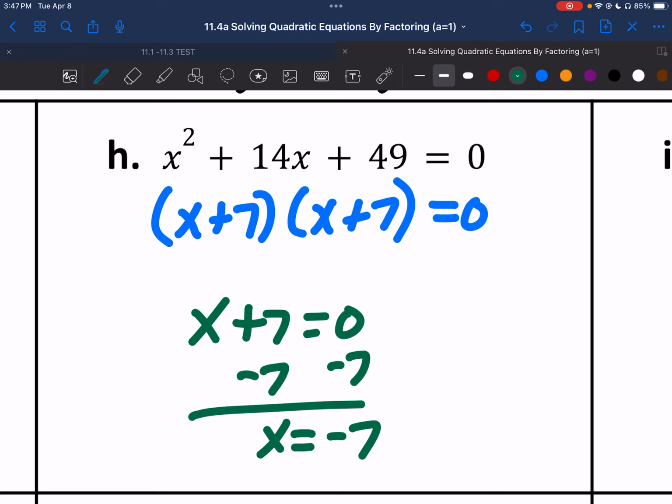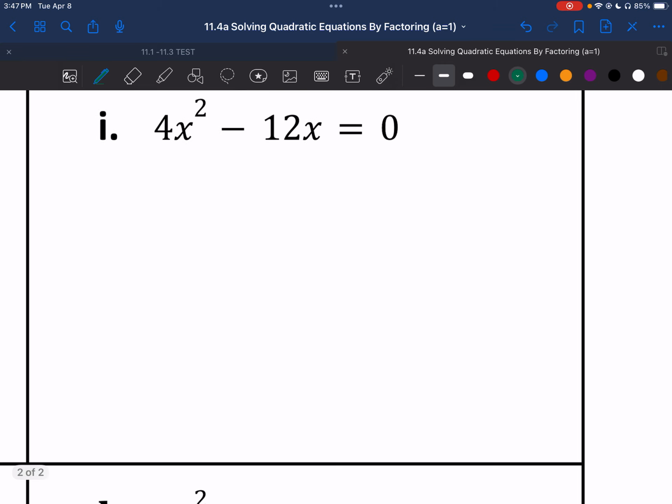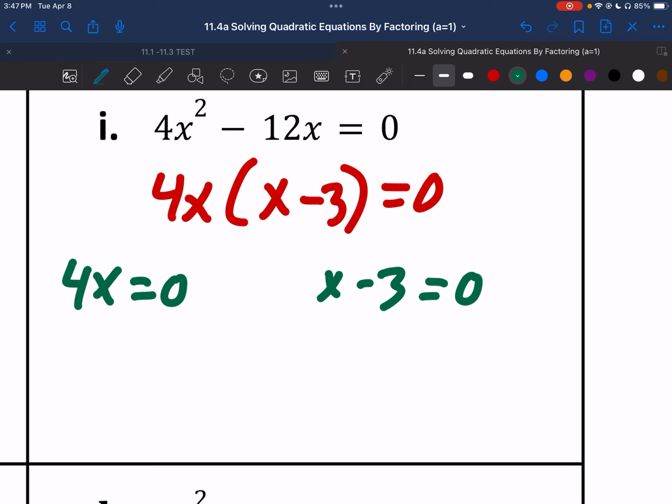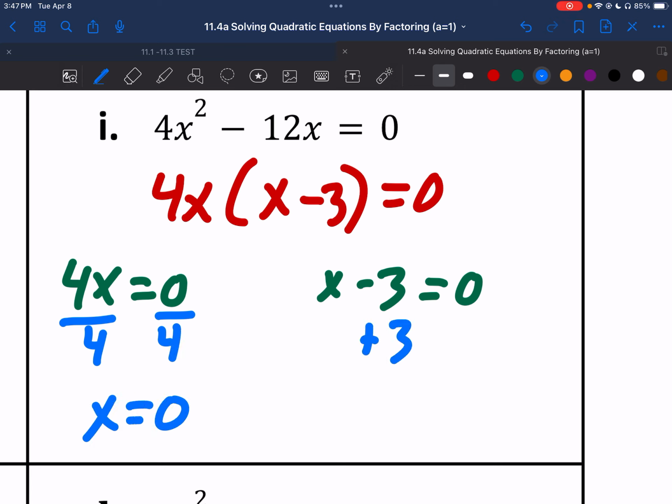Letter I, we're going to start. We don't have a trinomial here, but there is a greatest common factor we can take out, and it is 4x. And we're left with x minus 3. That's all equal to 0. So now we split that into two setups, two equations. 4x equals 0, or x minus 3 equals 0. Divide by 4, x equals 0. Add 3, x equals 3. Those are my two solutions there, 0 and 3.